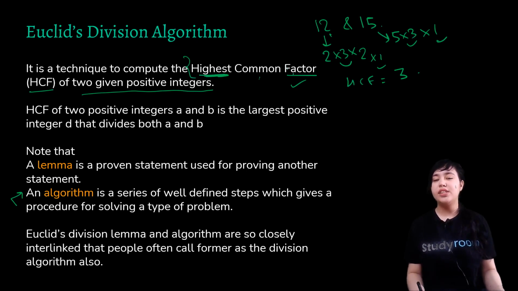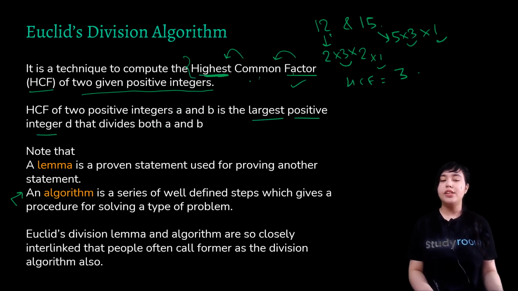So you look at the factors, you look for the common factors, and then you choose the one which is the highest in value. So HCF of any two positive integers a and b is the largest positive integer d that will divide both a and b. Okay, largest, so highest, divides both a and b is common, and something that divides is nothing but a factor.